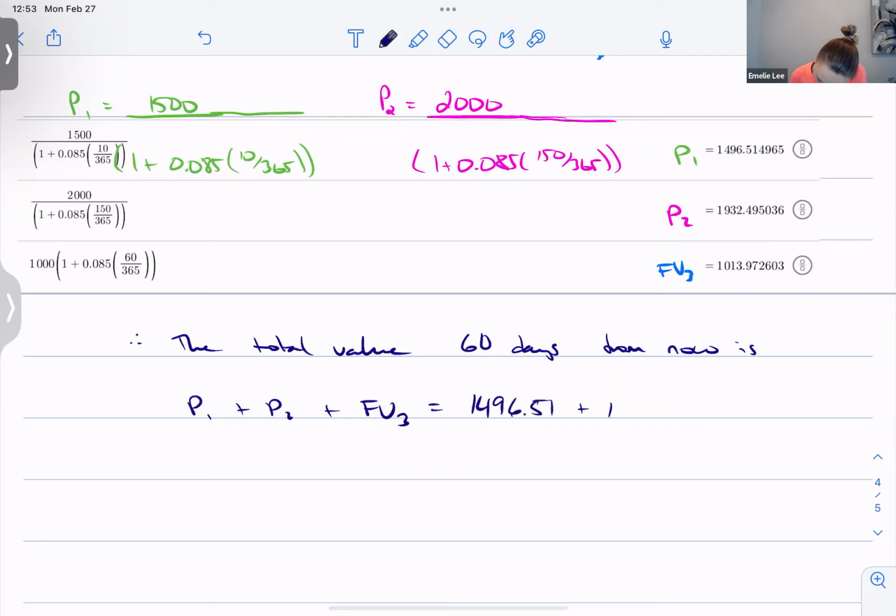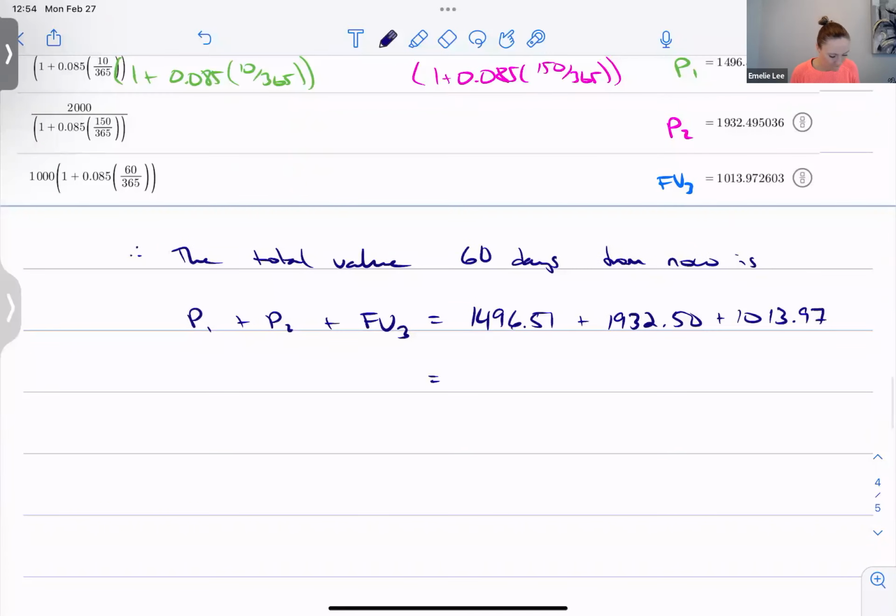1496.51 plus 1932.50 plus 1013.97. I get 4,442.98. Good. So that's the value of all these payments 60 days from now. Okay. All right.